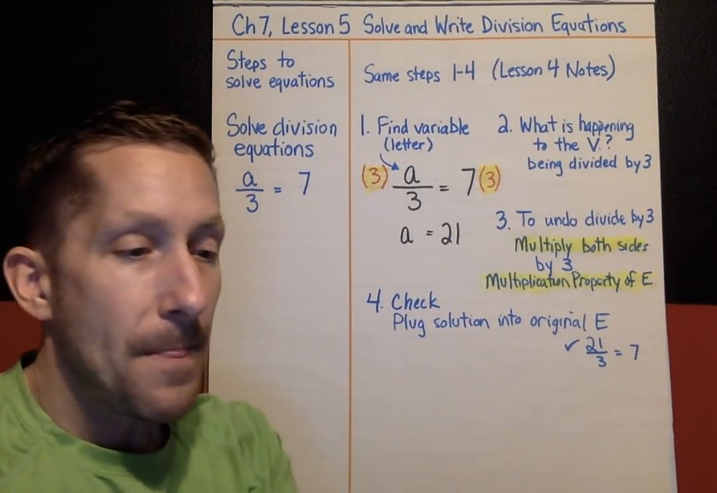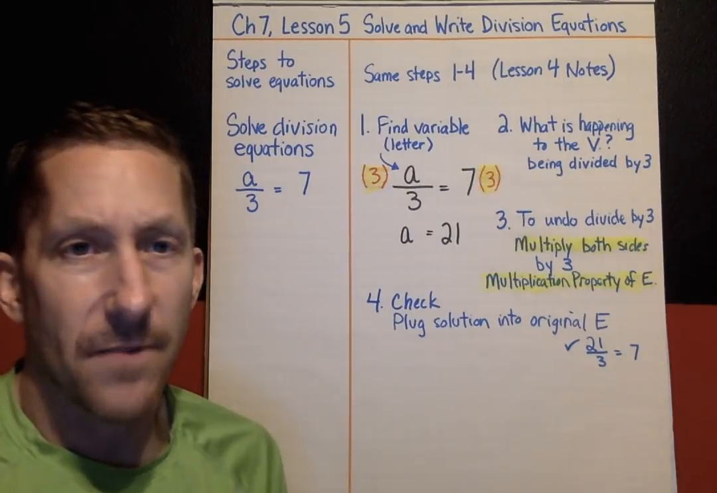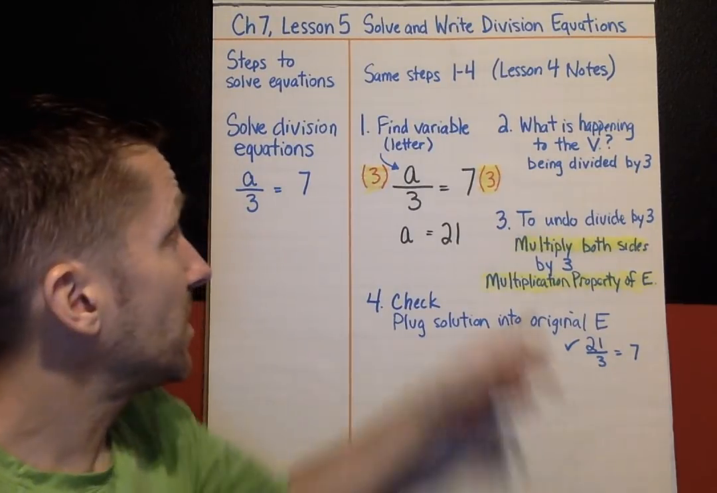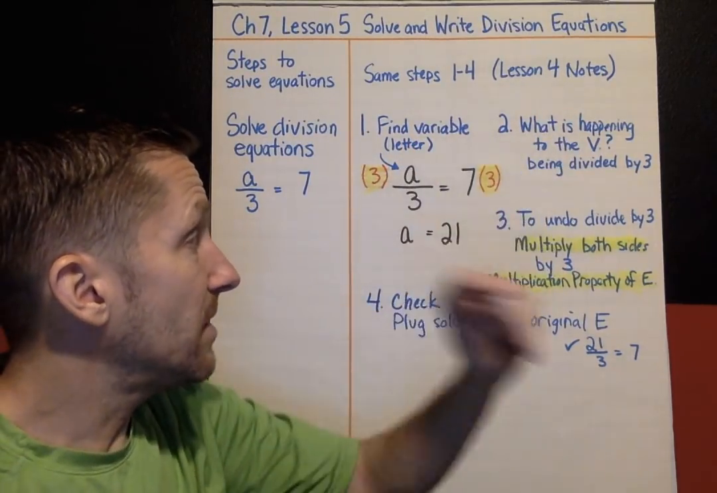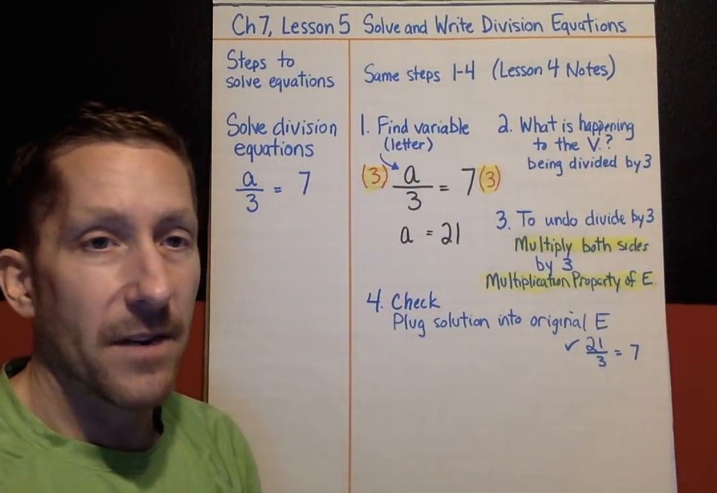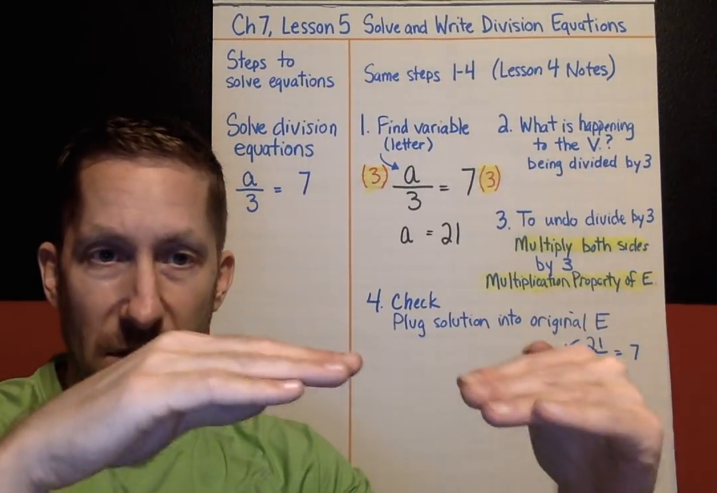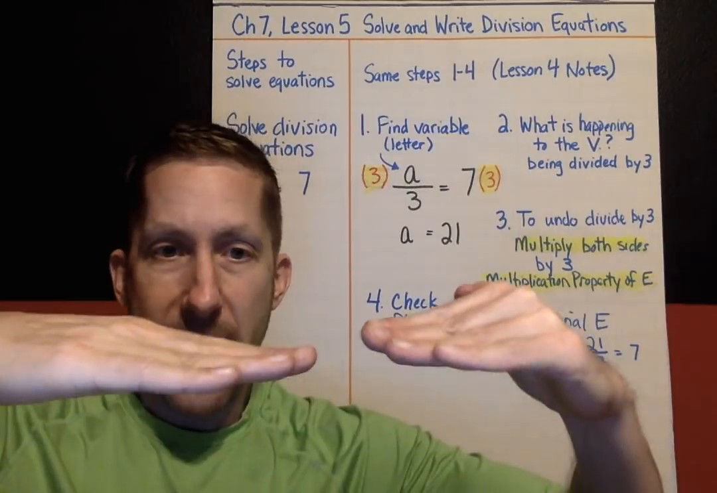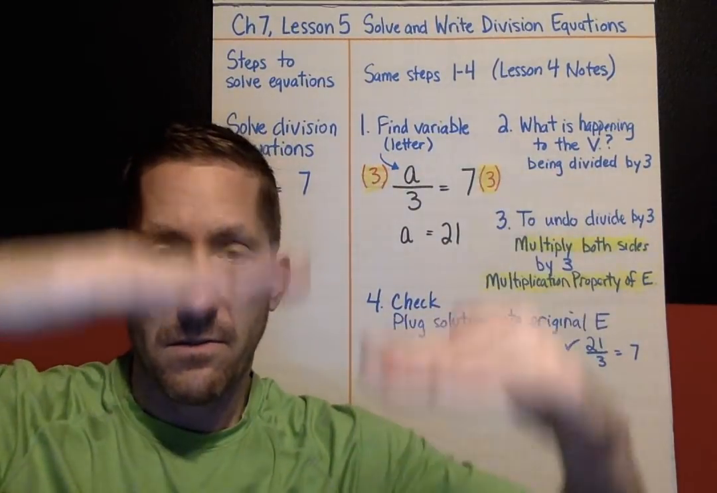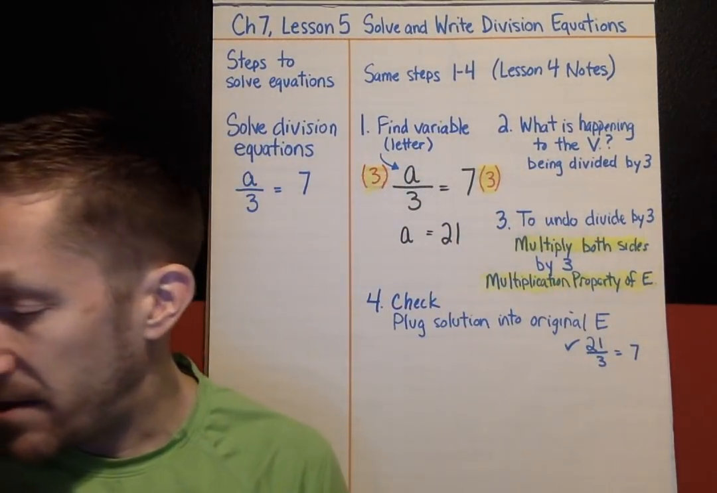Okay, so again, the steps for solving an equation are always the same 4 steps. Find the variable, what's happening to the variable, undo what's happening to the variable, but you got to do that to both sides. Keep that scale balanced so it doesn't get out of balance.